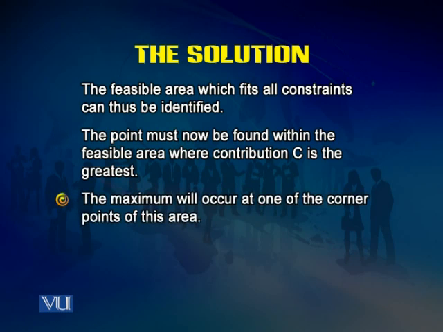The maximum will occur at one of the corner points of this area. The shape of the area is somewhat irregular, so you have on two sides the boundaries given by the x-axis and the y-axis, and in between there is an area which is given by these different shaped lines where the lines are being cut and crossed. So now we are saying that in this area the point must be found where contribution C is maximum, and it is going to be maximum at one of the corner points.